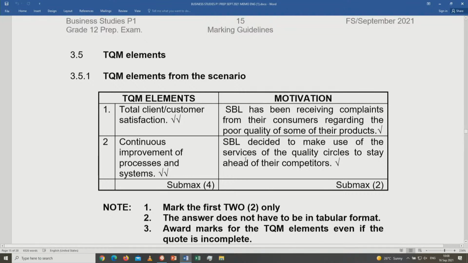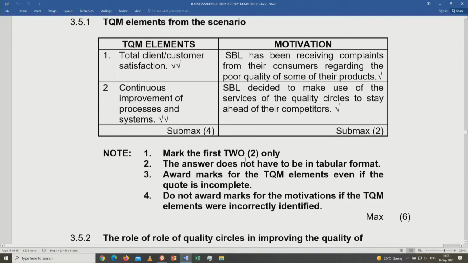So it's submax 4 for TQM elements and submax 2 for motivation, and the maximum marks for that question is 6. Look at the notes. Number 1, mark the first 2 only. For example, if a learner provides more than 2, you mark the first 2 only. And then the answer does not have to be in a tabular format. Even though they have been provided with a guide, they may choose not to answer in a tabular format, and you can't penalize them.